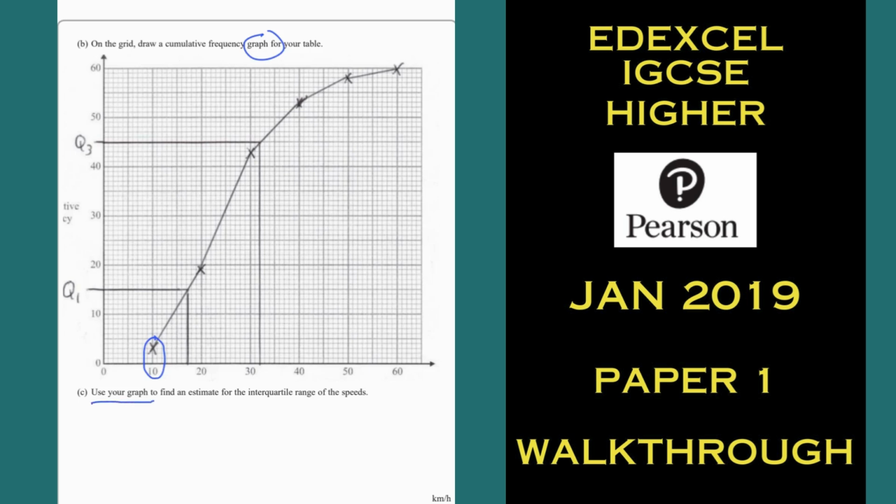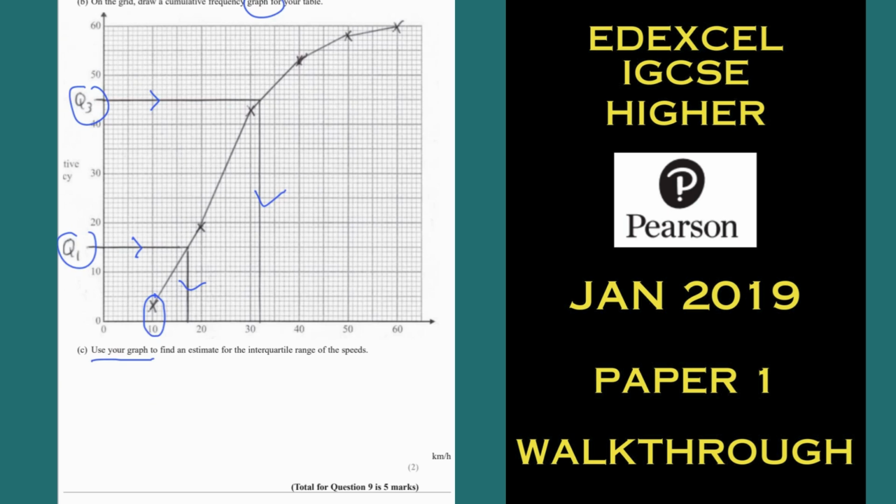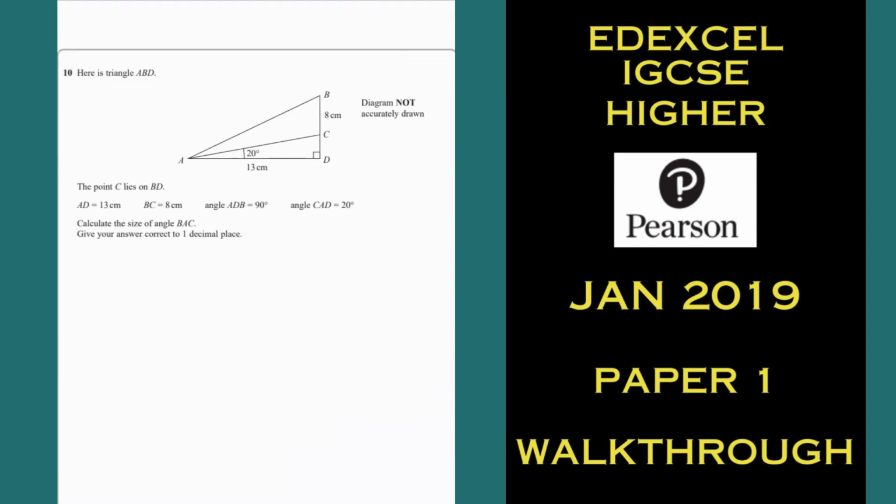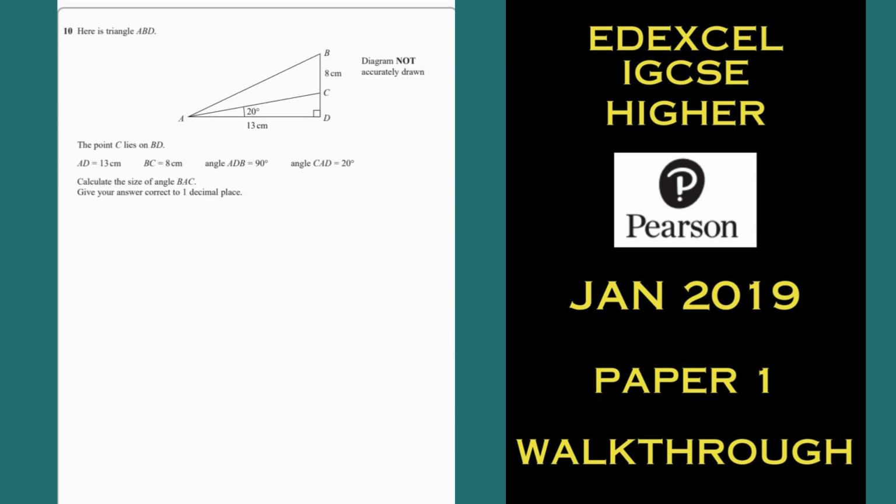Use your graph. That's why you draw these lines. Show the examiner you're using the graph. Interquartile range is upper quartile, also known as Q3, minus lower quartile, also known as Q1. What did I get? 32 is my reading there. 17 is my reading there. I got 15. Mark scheme allows 13 to 15, so I was at the upper limit, but I don't care. I got it right.